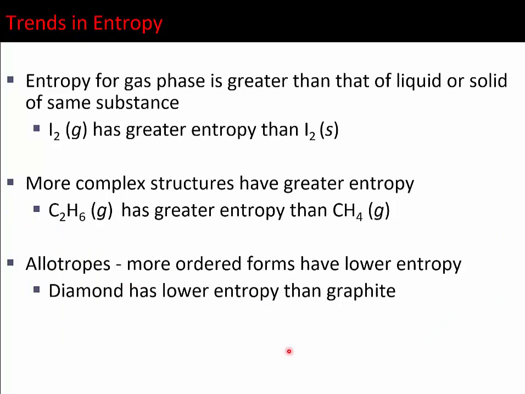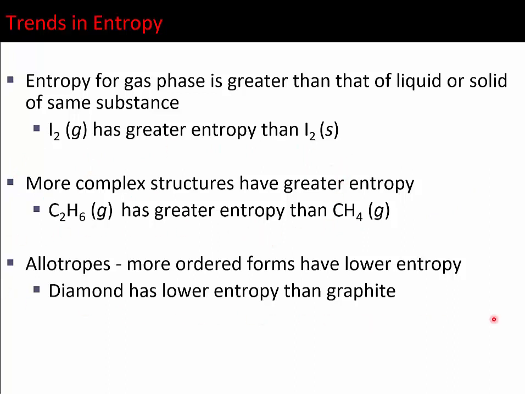Entropy for the gas phase is greater than that of the liquid or solid of the same substance. So I2 gas is going to have a greater entropy than I2 solid. More complex structures are going to have greater entropy. They've got more ways that they can move or bend those molecules. So C2H6 is going to have greater entropy than C2H4. And we can really get into it in PChem and talk about how many degrees of freedom and which way you can rotate those molecules and how those molecules might vibrate. But for right now, more complex, more entropy.